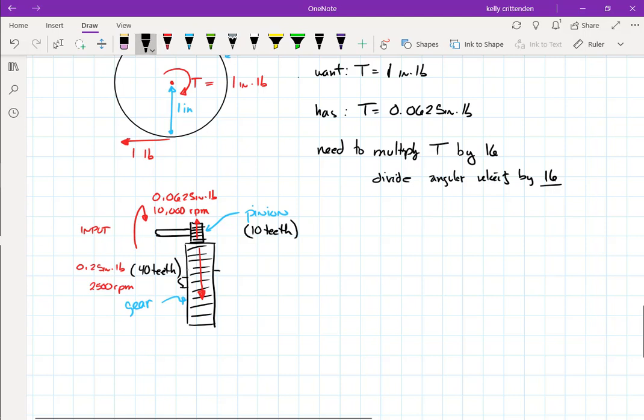So I put another little 10-tooth gear, well, 10 teeth, I guess. I wrote teeth everywhere else, so we'll do that. And then I'll connect it to another 40-tooth gear. And this one will be my output. So it has again reduced the speed by 4. So I was at 2,500 RPM divided by 4. I'm down to 625 RPM.